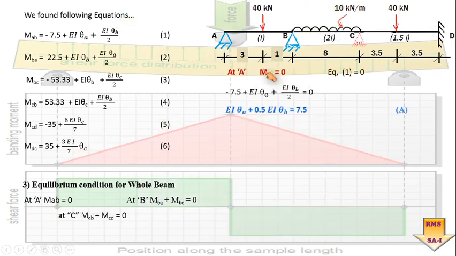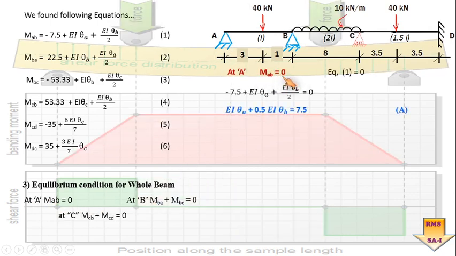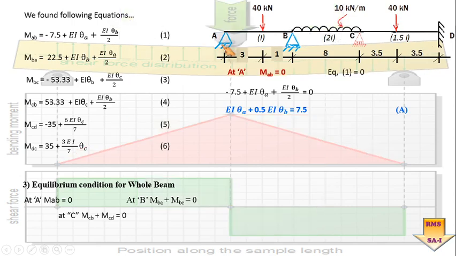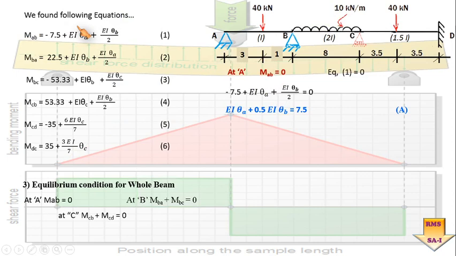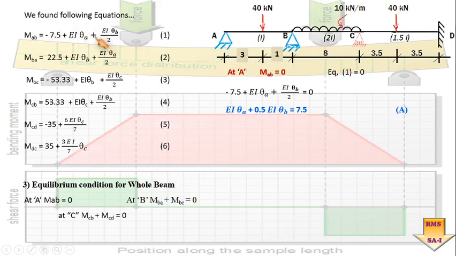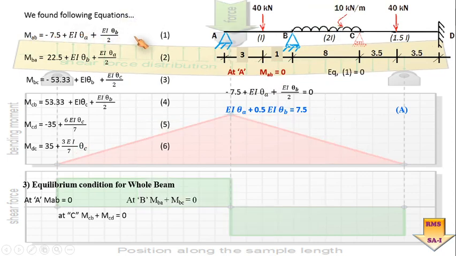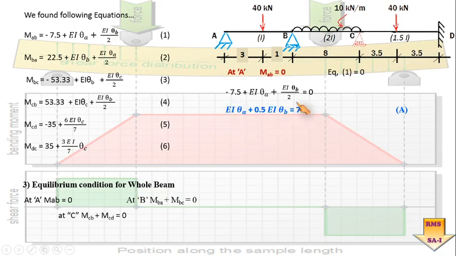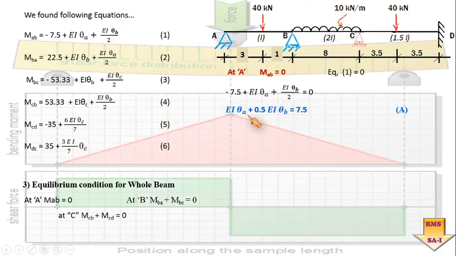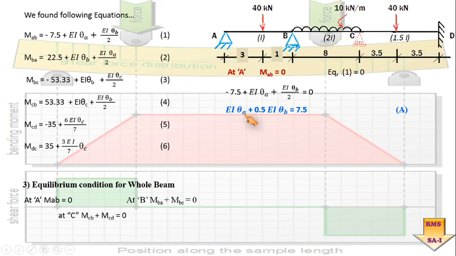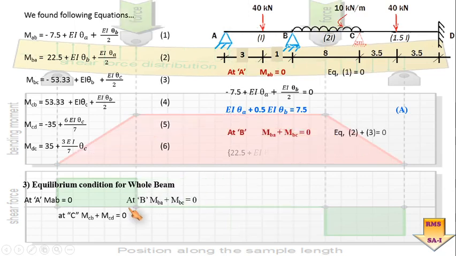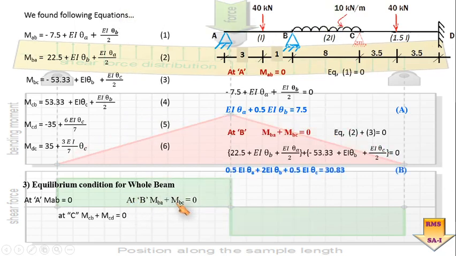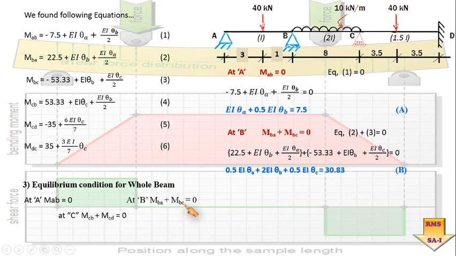So MAB, there already MAB has to be equal to 0 because it is a simple support. So I'm just going to take that appropriate equation of MAB and equate it to 0. So this equation number 1 is equated to 0. So I came up with another new equation in terms of the displacement at point A and at point B. So calling this equation as equation number A, let us move ahead with the second boundary condition, or rather equilibrium condition, MBA plus MBC is equal to 0.